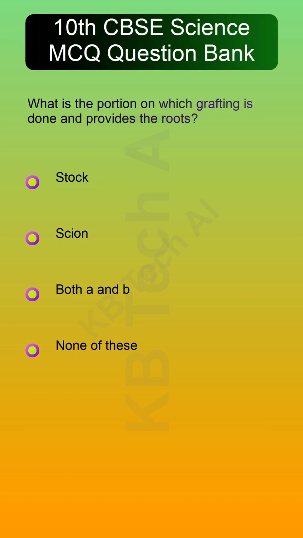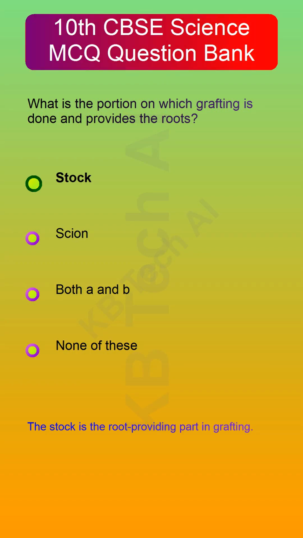What is the portion on which grafting is done and provides the roots? Option 1, stalk. Option 2, scion. Option 3, both A and B. Option 4, none of these. The answer is Option 1, stalk.